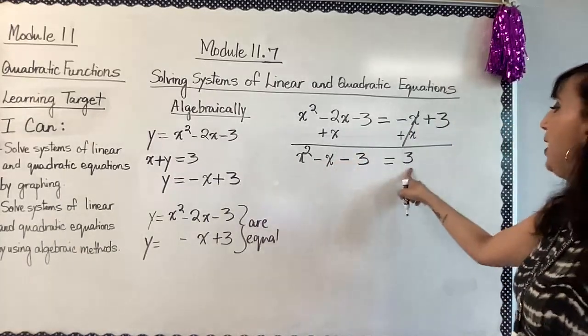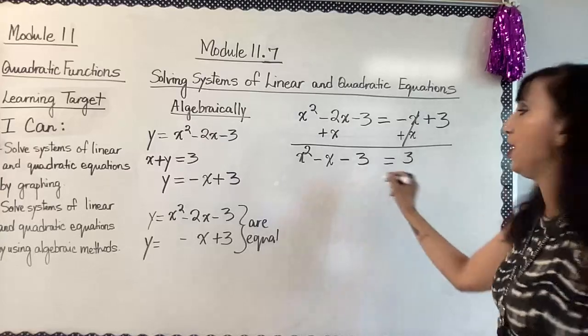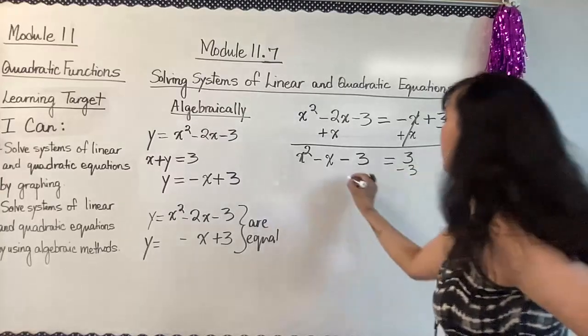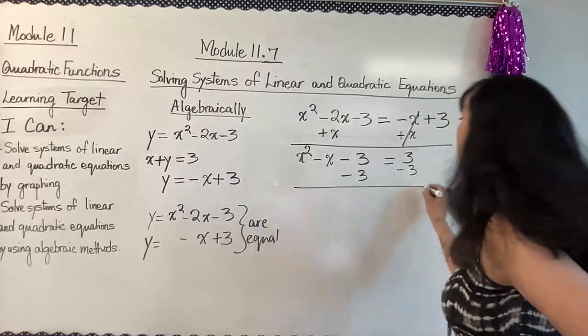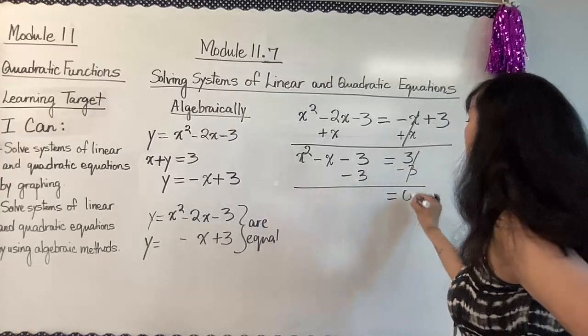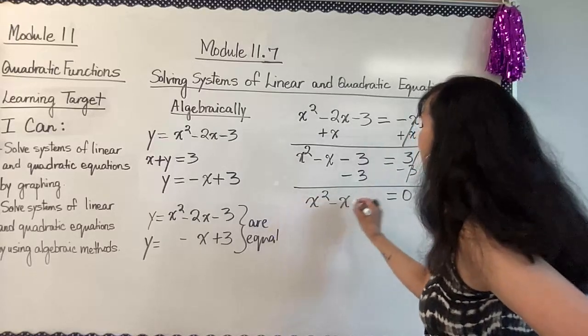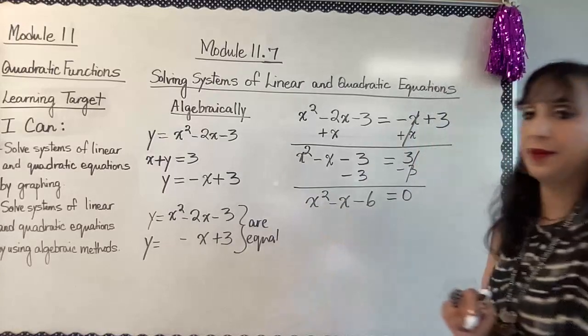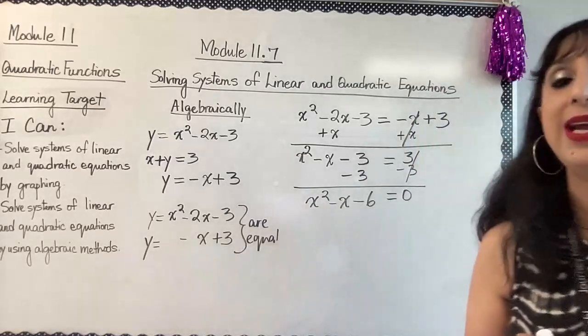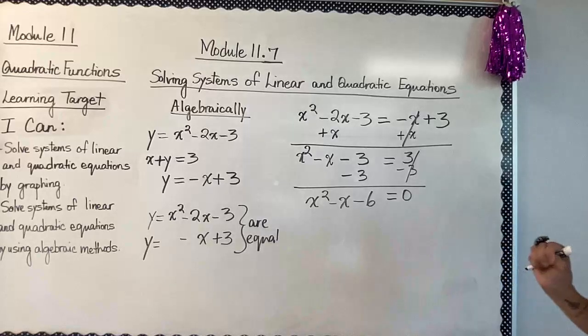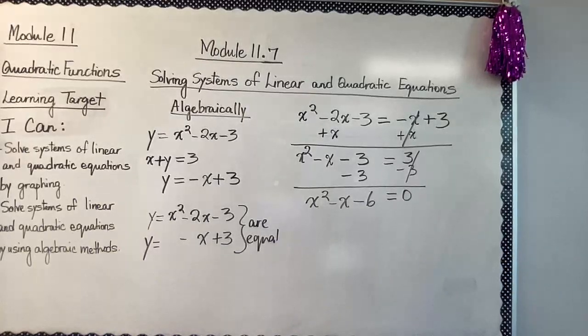Then I'm going to take the 3 to the other side. So I'm going to have to subtract 3 from both sides, and I am left with 0 is equal to x squared minus x minus 6. All right, now once I have this, I am going to go ahead and factor.